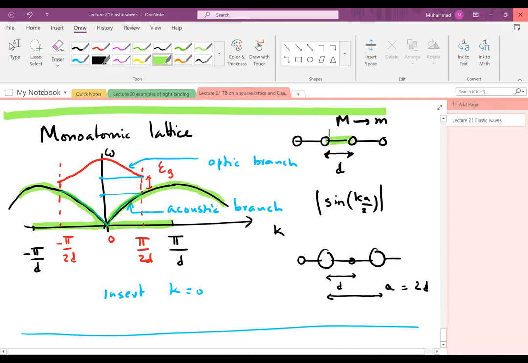Yes, sir. But sir, when we have a diatomic lattice and both of the masses are the same, so what do you mean? That doesn't make sense. A diatomic lattice with both masses the same doesn't make sense.